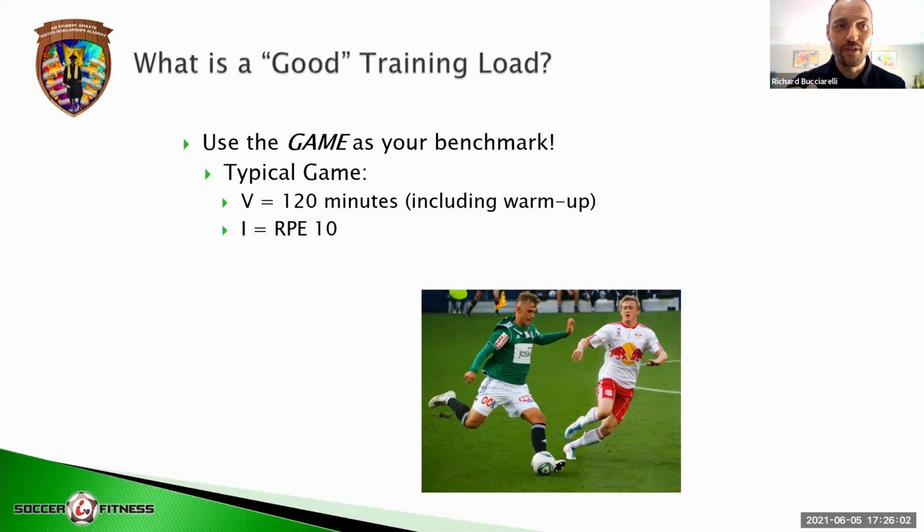Their numbers might be a bit lower, but the typical outfield player playing 90 minutes plus a 30-minute warm-up, we're going to expect to see an intensity rating of perceived exertion of 10. So if the volume is 120 and the intensity is 10, well then the training load is 1200. That's what it is. So that's a typical game.